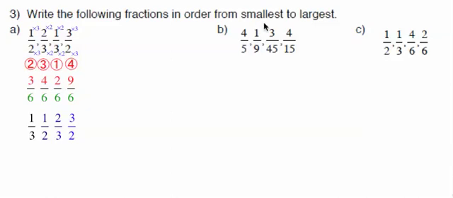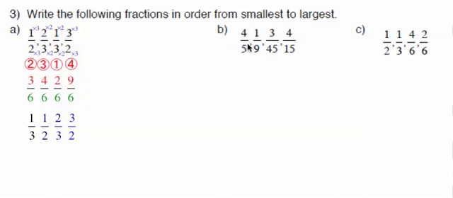So we have fifths, ninths, 3/45, which reduces, by the way, to 1/15, and then 4/15, right? Now, the common denominator, the smallest thing that 5 and 9 both fit into is 45. So that's why I'm going to leave my 3/45. I'm not going to reduce it. All right, so the lowest common denominator is going to be 45.